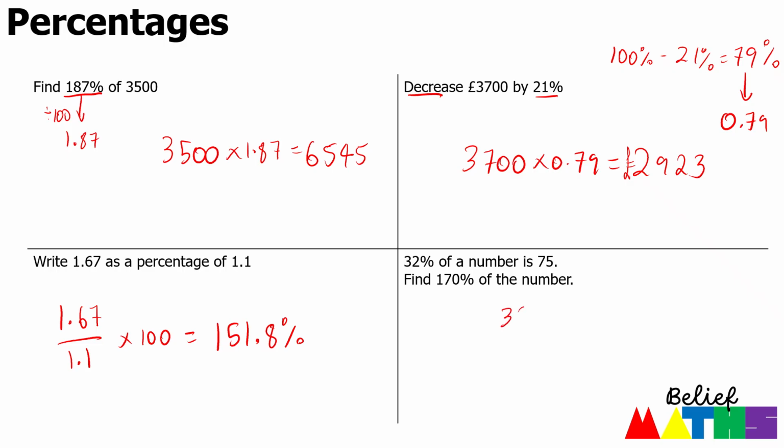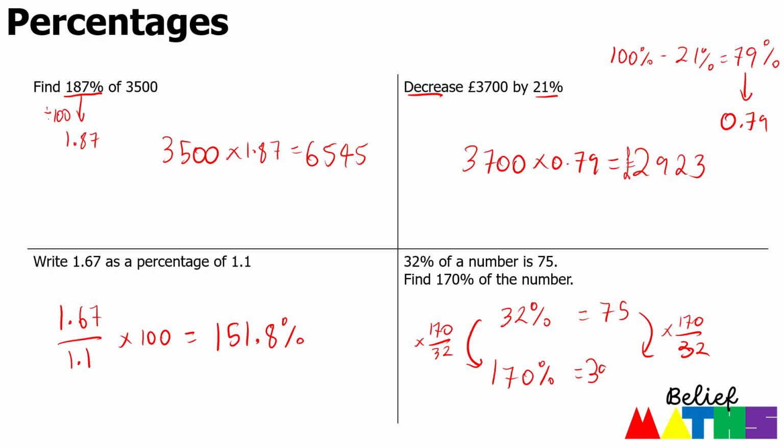Finally, we've got 32% of a number is 75, and we want to find 170%. Well, again here we can just use that multiplier trick, or that scale factor trick that I showed you in the last video, which is 170 over 32. And the advantage here is, again, our calculator will do all this for us. So we do 75 times 170 over 32, which gives us an answer of, in decimal form, 398.4375, we'll just say 398.4.